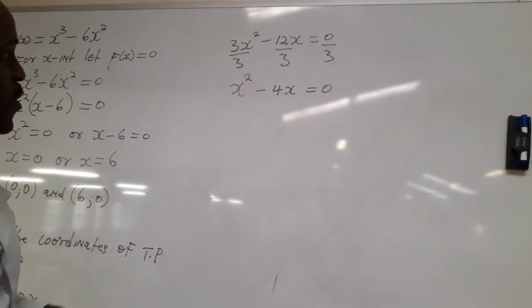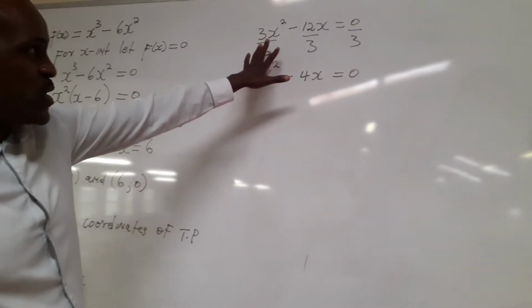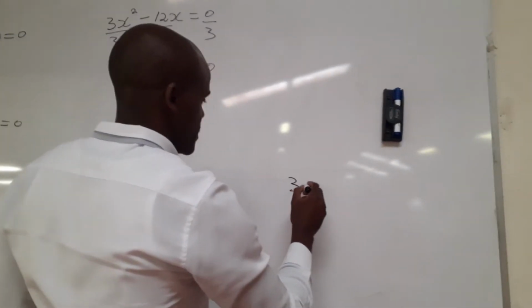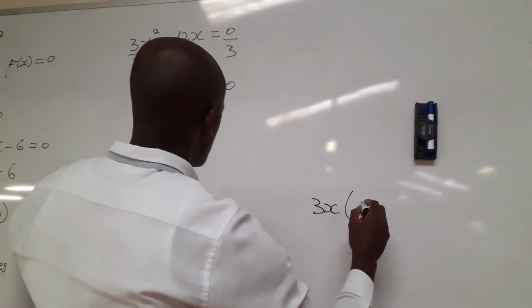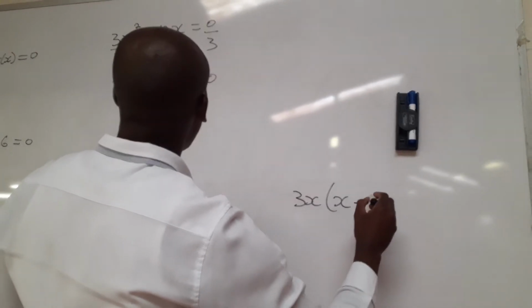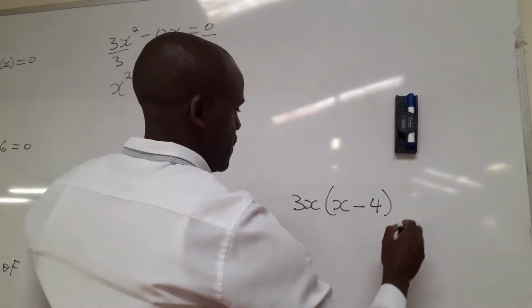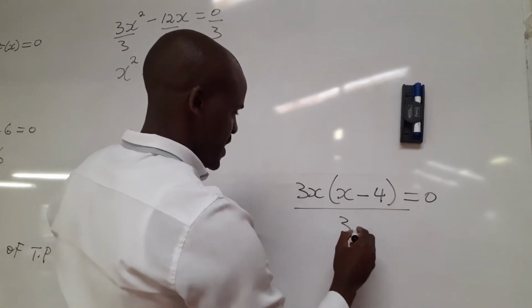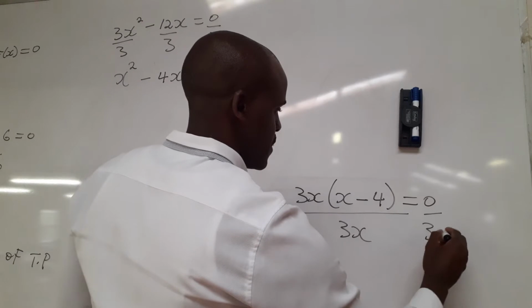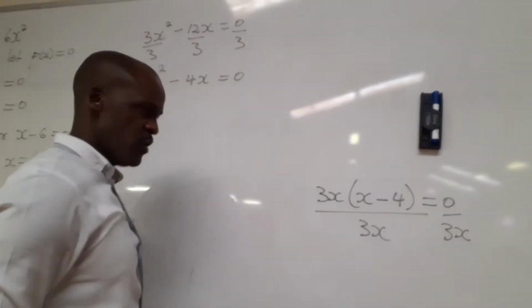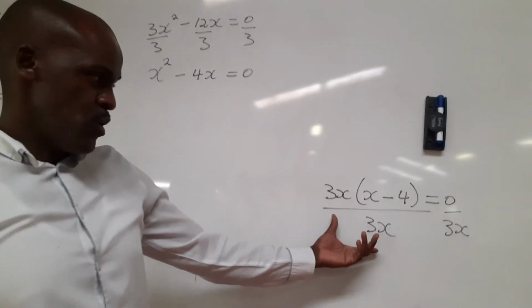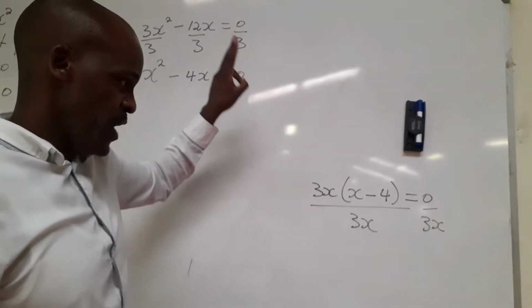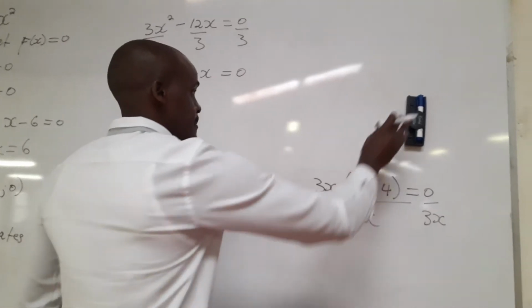Right, I just want us to look at this. You can't say, oh, 3x squared, 3x is a common factor, and do it like this: x minus 4 equals 0. You can't say that, let us divide by 3x first. This is wrong. We've got x squared, that means we are going to have two values of x. You can't divide like this.